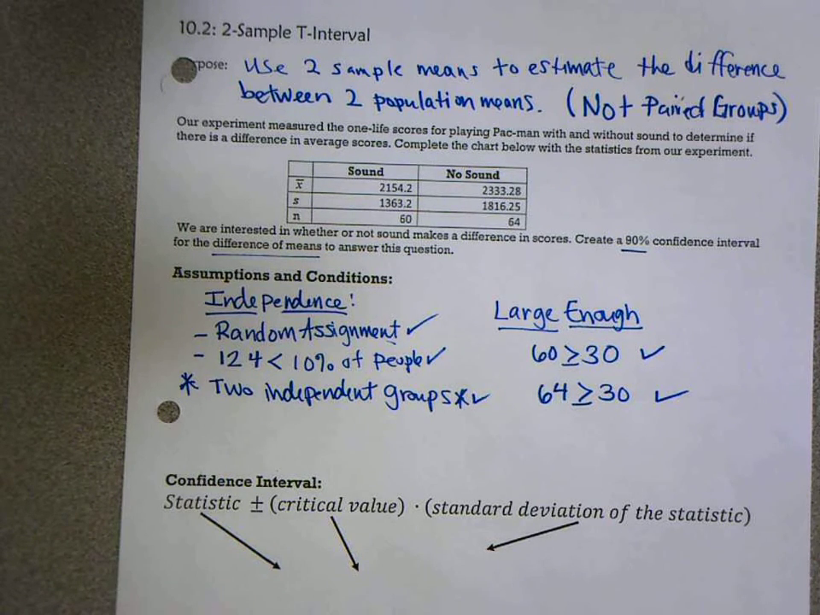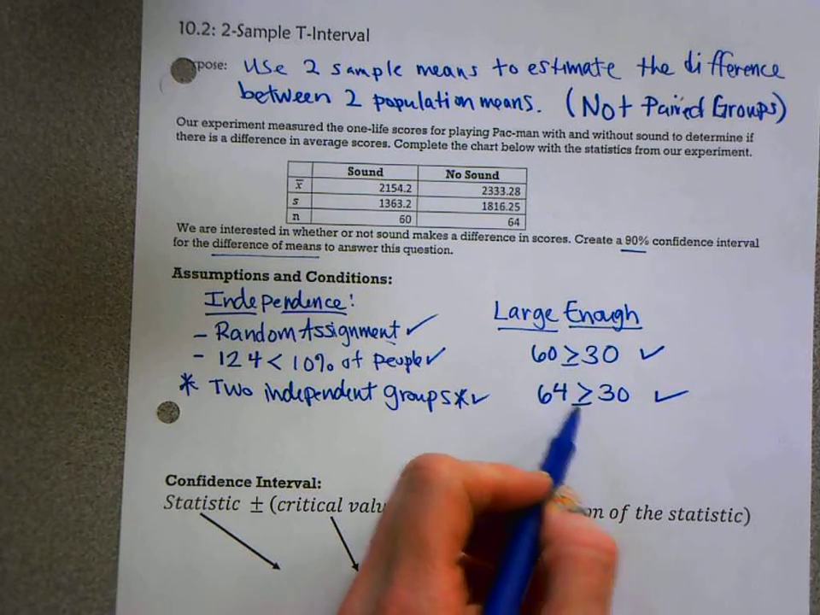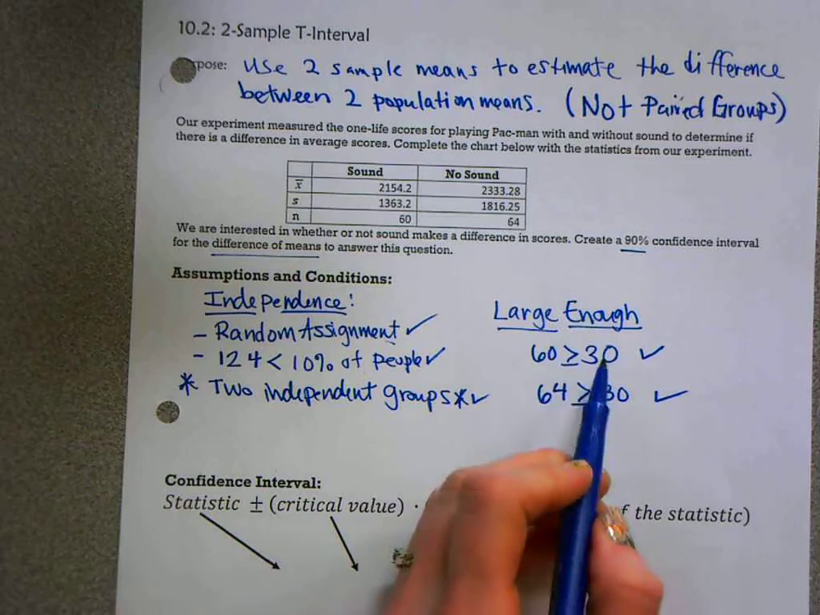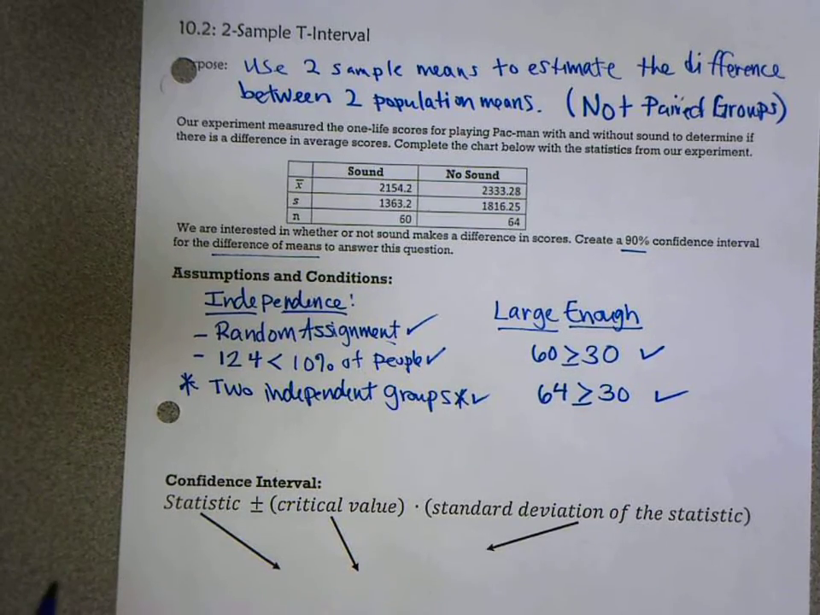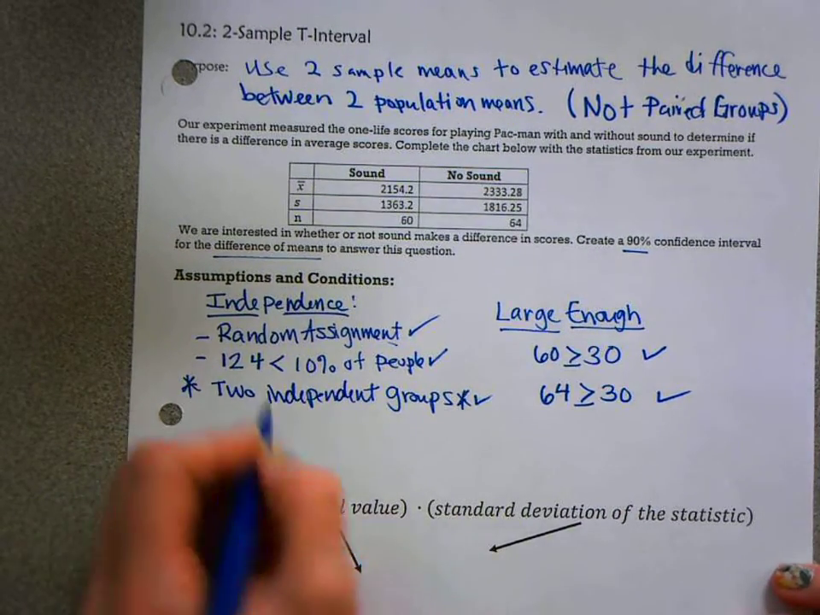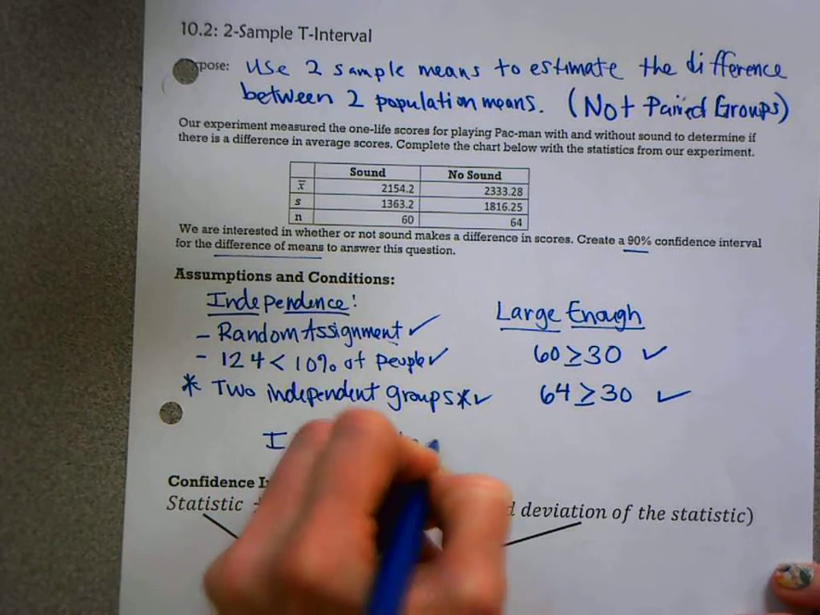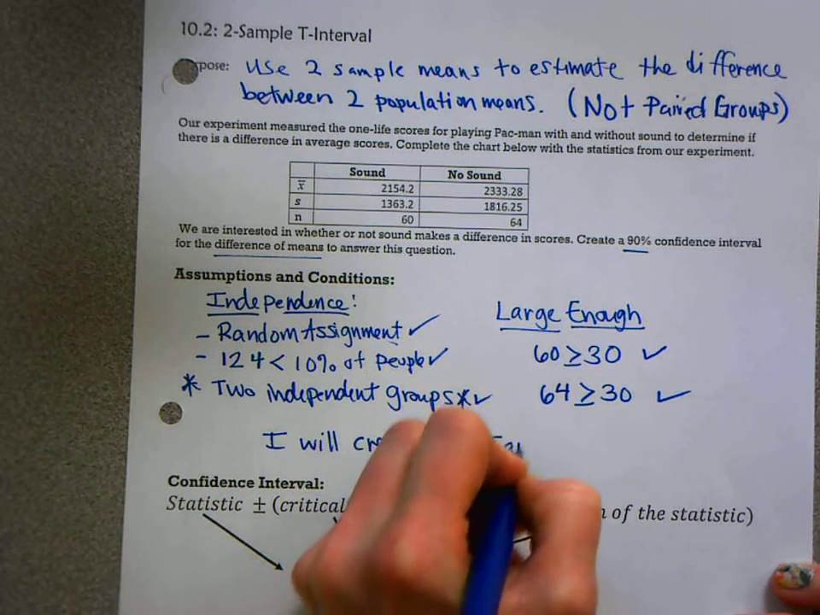Stay tuned for in class when I'll give you one where you'll have to make graphs, and you will have to make two graphs to check for normality if you have less than 30 pieces of data for either of your groups. Okay, and then you will say, I will create a two sample t interval.